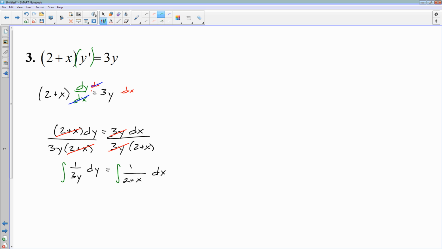The one on the right side is pretty simple. It is going to be the natural log of 2 plus x, because the top is the derivative of the bottom, plus some unknown constant. The left side is also going to be a natural log, but in order to make the top the derivative of the bottom, I have to multiply by 3 on top. I will offset that with the 1/3. So the left side is 1/3 natural log of 3y.